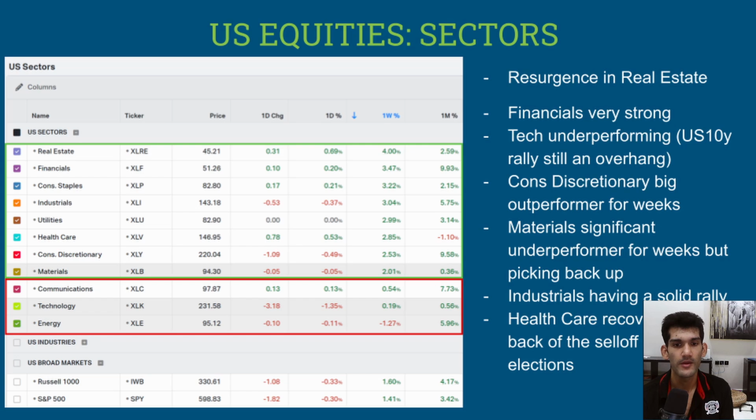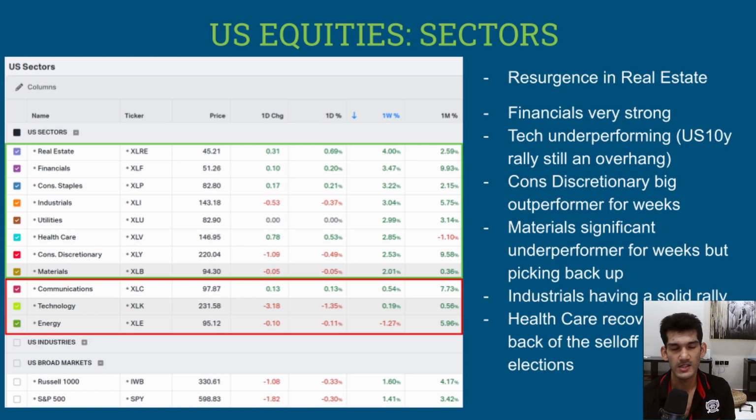underperforming on the week. We've seen a resurgence in the real estate sector. It's been a few months of real estate selling off, and probably a few people not being confident that rates are going to drop fast enough for the real estate sector to kick back in. We've also had very strong performance in the financial sector, more particularly across the regional bank segment.